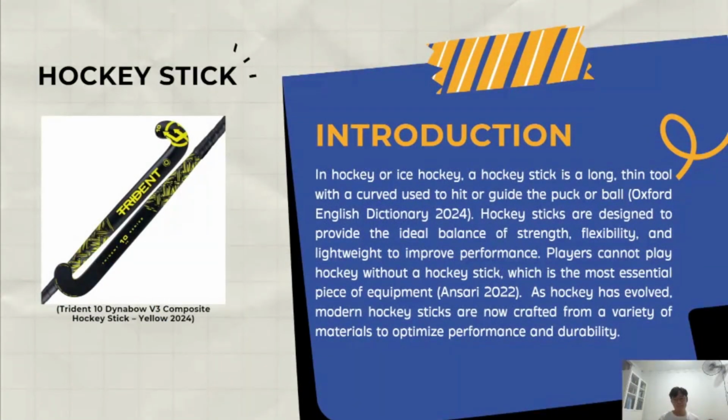So the equipment that we have chosen is a hockey stick. A hockey stick, as defined by Oxford English Dictionary, is a long, thin tool with a curved end used to hit or guide the ball. It is the most essential piece of equipment in hockey, as players cannot play without it.